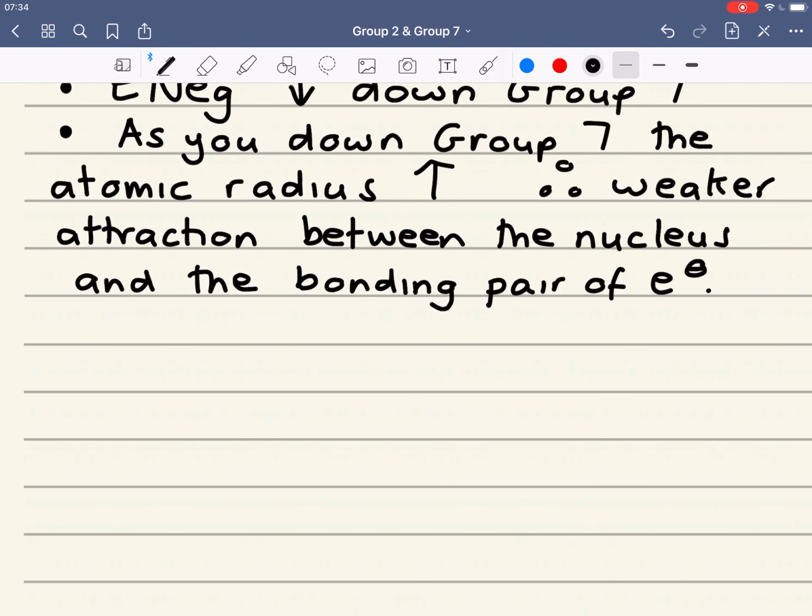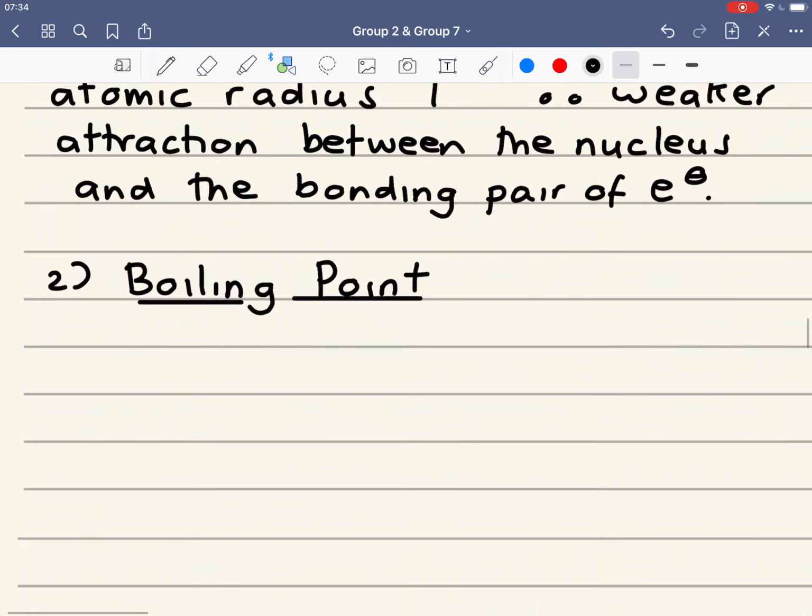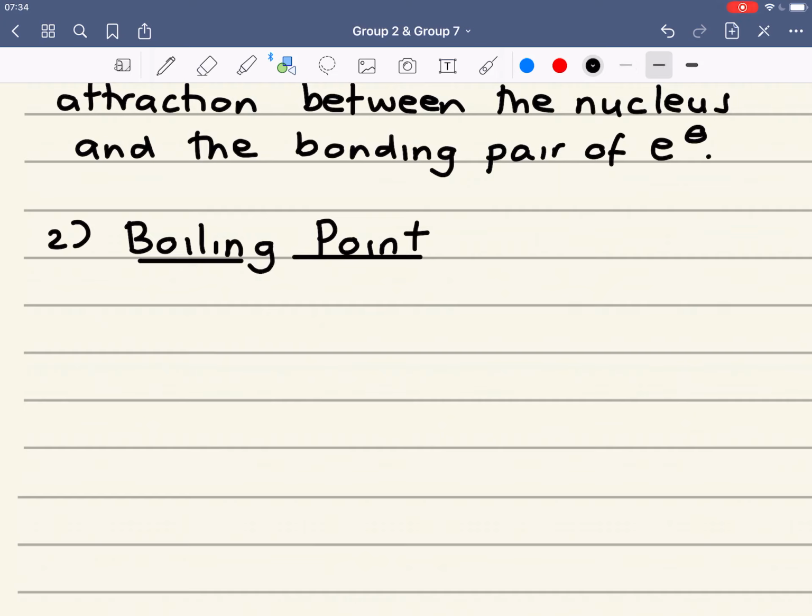Okay, the second physical property we're going to look at is boiling point. The first thing we're going to look at is what influences the boiling point or melting point of a substance. And the first thing that you should be looking at is what type of structure these group 7 elements have. Well, they all exist as diatomic molecules: fluorine, chlorine, bromine, iodine.